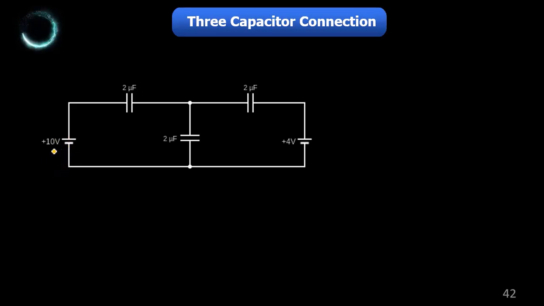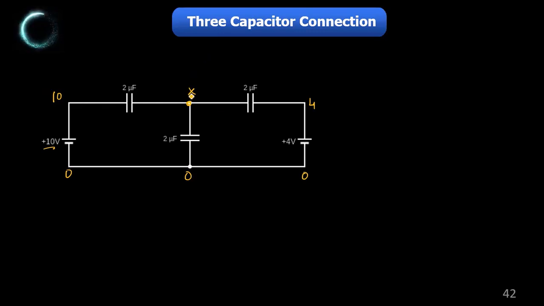So for this 10-volt battery, let us say this is 0 volt. So here also 0, here also 0. For this 0, here becomes 10. For this 0, here becomes 4. Now the only thing is that we are stuck with this potential. So let us say x is the potential at the nodal point.